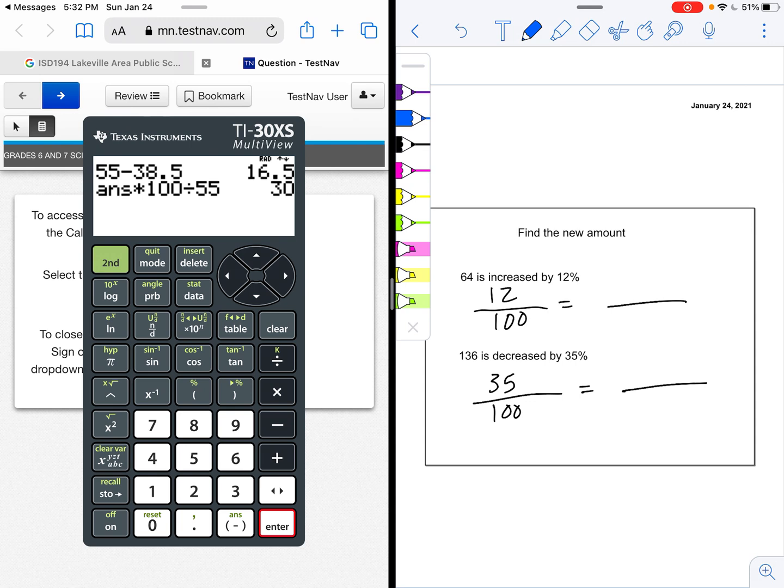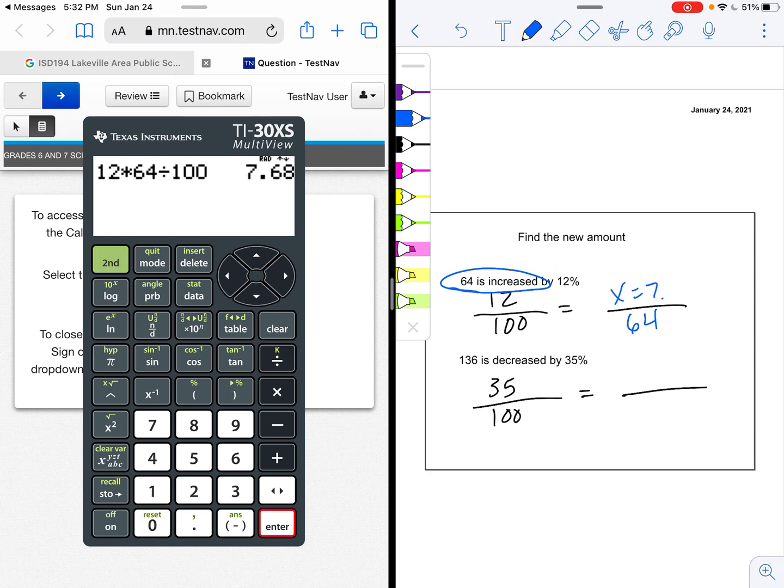But here it does say that 64 is being increased. So that means 64 is my original amount because that's the one that is increasing. So I'm going to take 12 times 64 and divide it by 100. And I get 7.68. And it wants the new amount, which means now I have to add that. So now I have to add that to my 64. My new amount is 71.68. So make sure you're reading the directions.